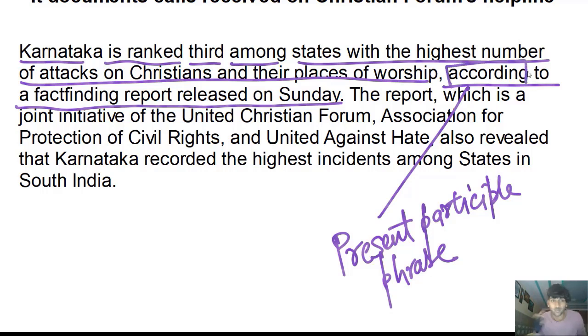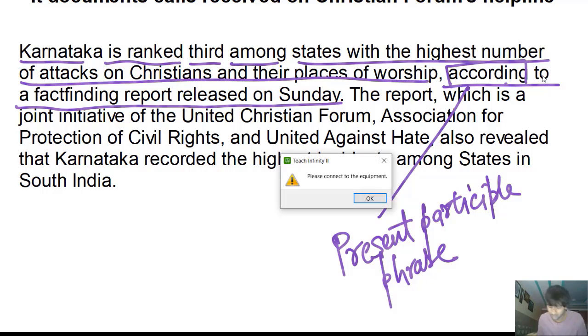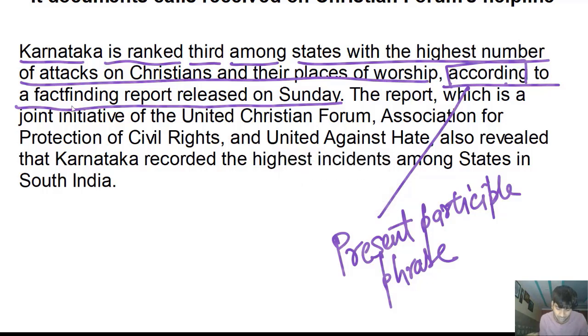What is a present participle? A verb ending with ing, right? A present participle phrase basically identifies a noun and gives information about it. It can also work as an adverb. According sometimes works as a preposition as well. According to, this is the preposition. So here according is a present participle, to is a preposition. A fact finding report released on Sunday is the object of the preposition to. According to what? A fact finding report released on Sunday.